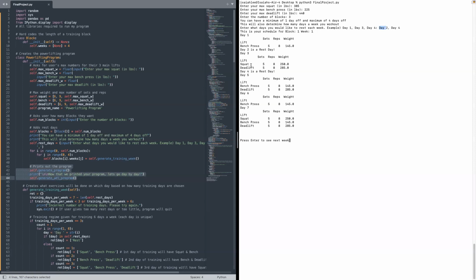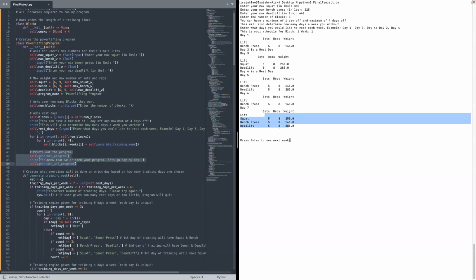So we'll move on to day 3. Day 3, I will squat and deadlift for 5 sets of 8 reps with 250 pounds and 285 pounds. Day 4 is a rest day. Day 5, you'll bench press and deadlift with this much weight, and then day 6, you'll do this, and then day 7, you'll do this.